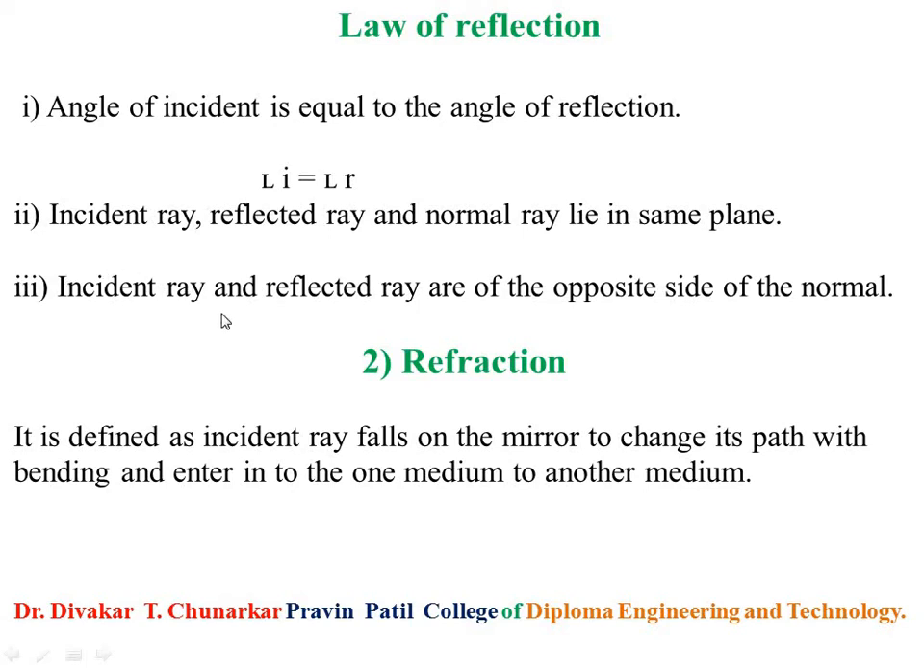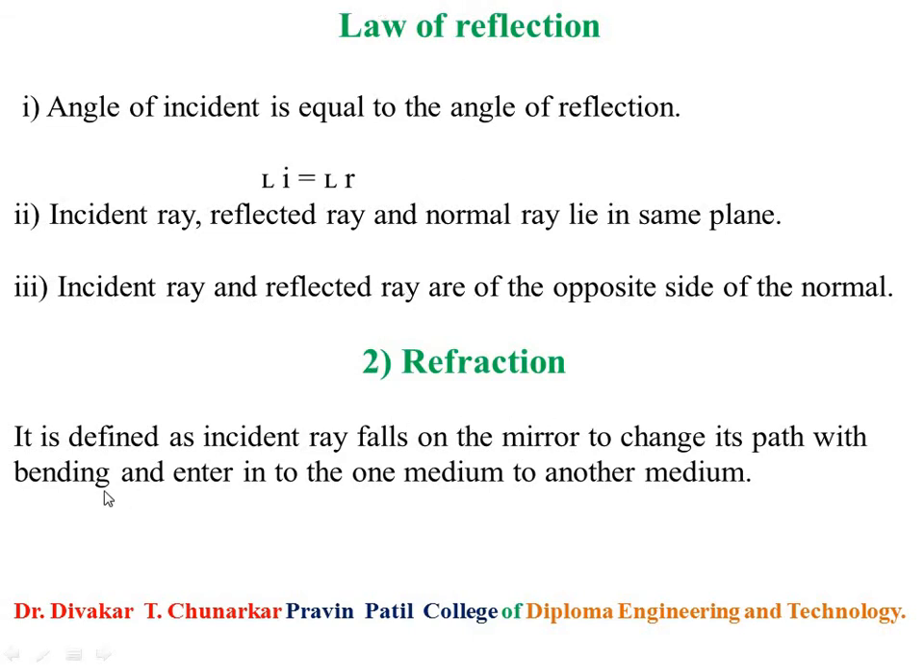Third law: the incident ray and reflected ray are on opposite sides of the normal. These are the three laws of reflection. Again I revise this. Number 1, angle of incidence I is equal to angle of reflection, that is, angle I equals angle R. Incident ray, reflected ray and normal ray lie in the same plane and same medium. Third law, the incident ray and reflected ray are on opposite sides of the normal.